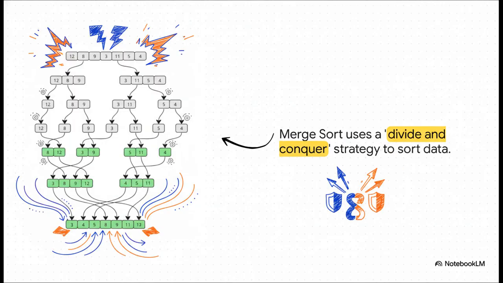Now, for a totally different strategy, we have merge sort. This is a classic divide and conquer algorithm. It takes a big, messy list and just keeps breaking it down into smaller and smaller pieces until you have a bunch of tiny one-item lists. I mean, a one-item list is already sorted, right? And from there, it carefully merges them all back together in the correct order. It's a really powerful idea.